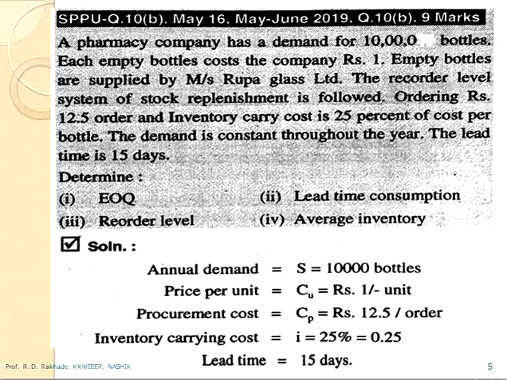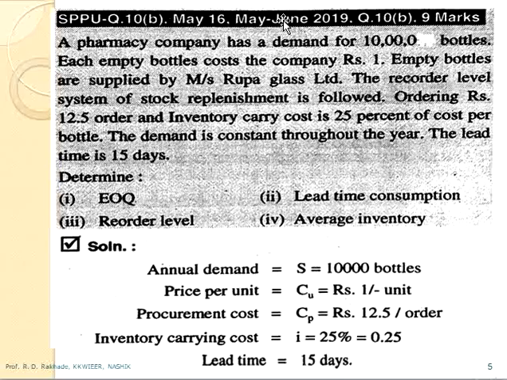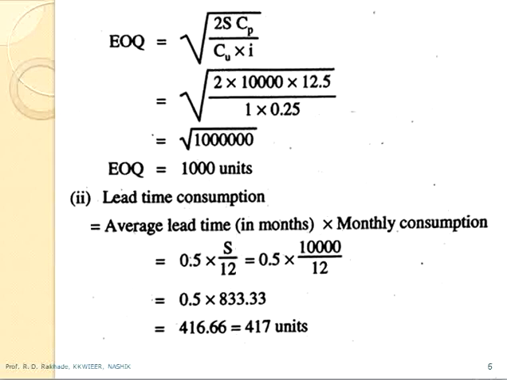So that is nothing but lead time period is considered as 15 days. Determine EOQ, lead time consumption, then reorder level, average inventory. So we'll discuss one by one. First, determine EOQ.